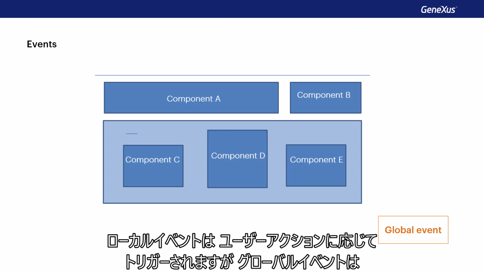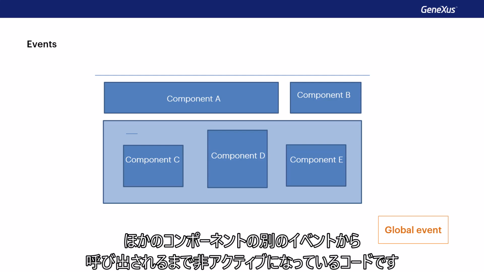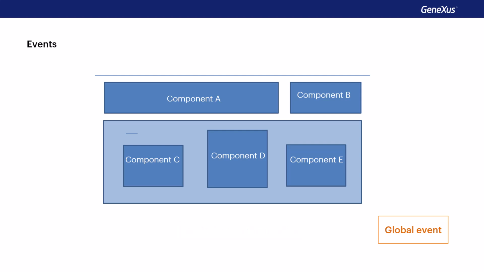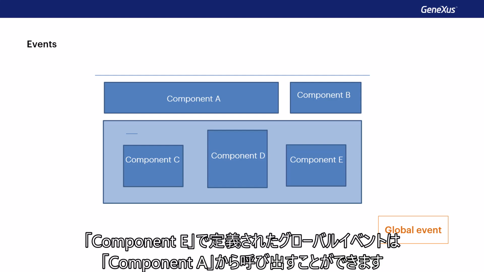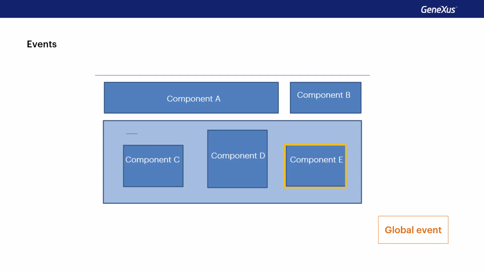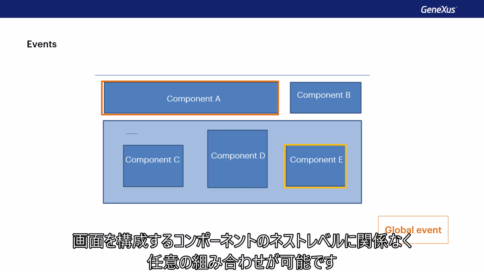While local events are triggered in response to a user action, global events are code that remains inactive until it's invoked from another event, from any other component. In the image displayed, a global event defined in component E could be invoked from component A. Any combination is possible, regardless of the nesting level of the components that make up the screen.